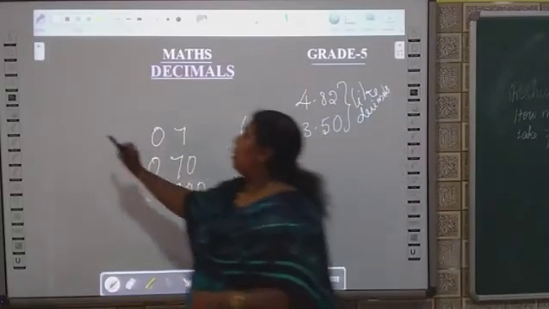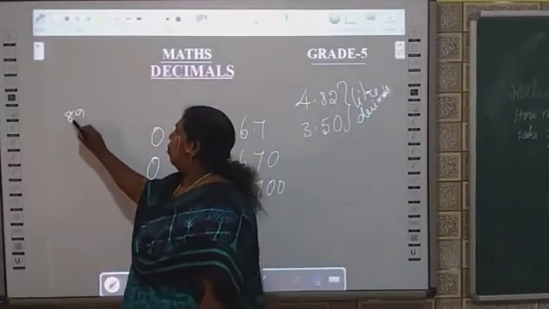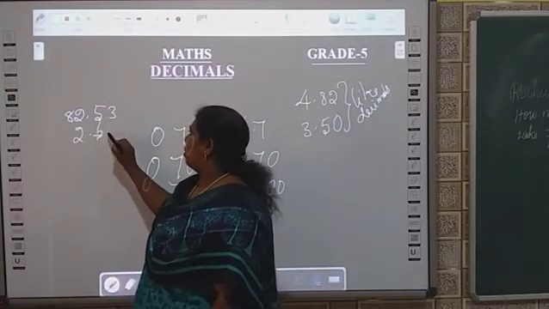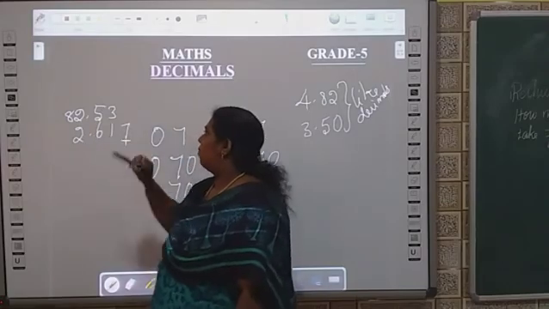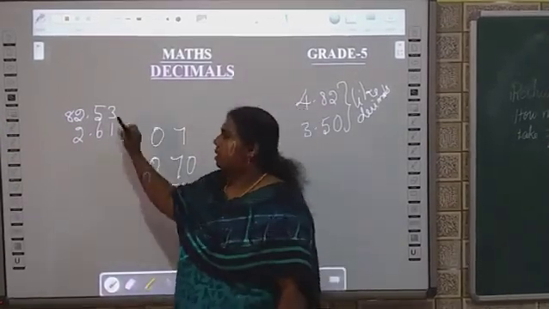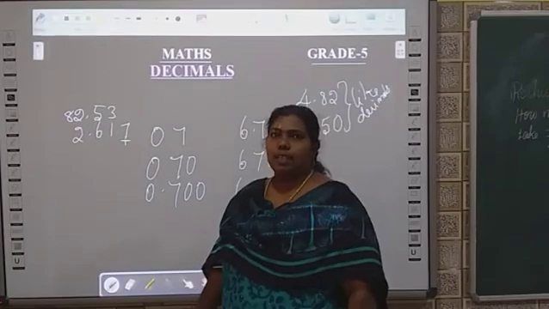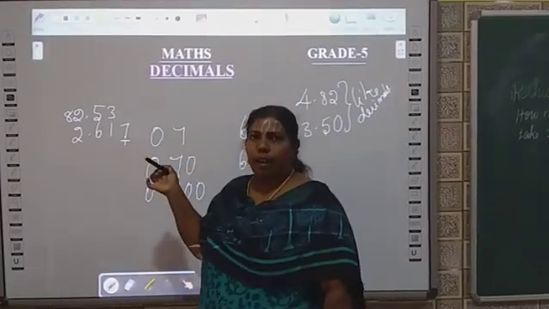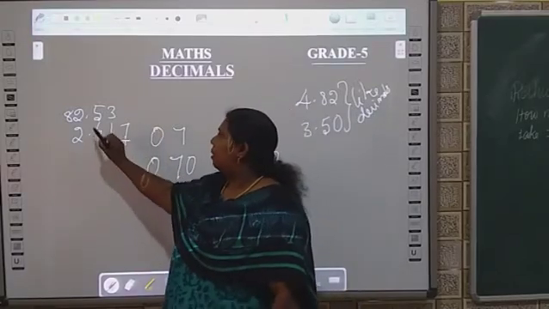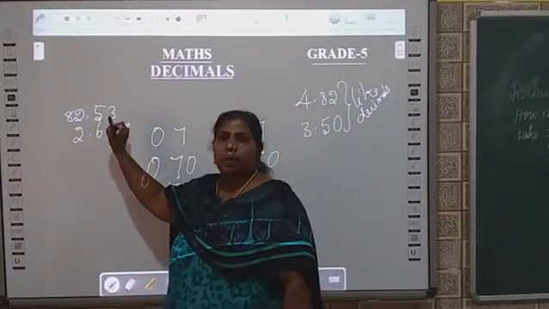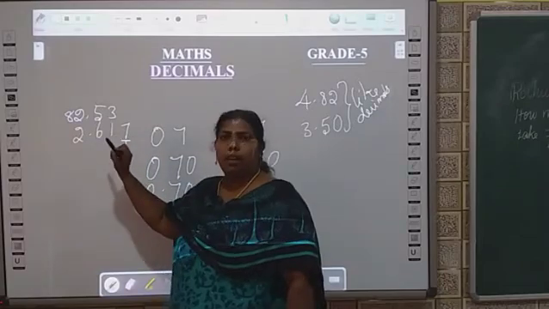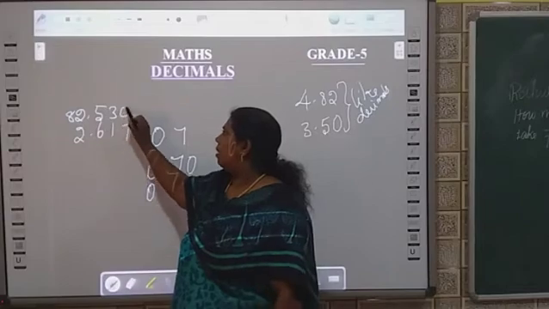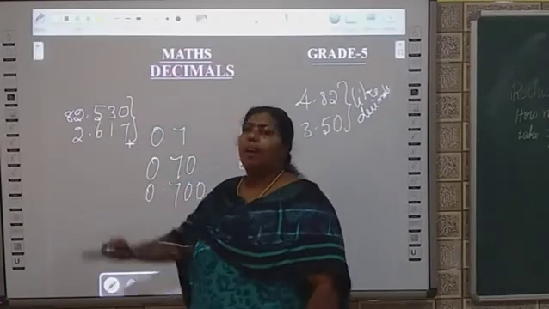For example, 82.53 and 2.617. Are these two decimals like or unlike decimals? Unlike decimals, right? So now we are going to convert them to like decimals. How can we convert? Here after the decimal only two decimal places are there. Here after the decimal three decimal places are there. So where do you want to put 0? Here, isn't it? Now these two decimals are like decimals.